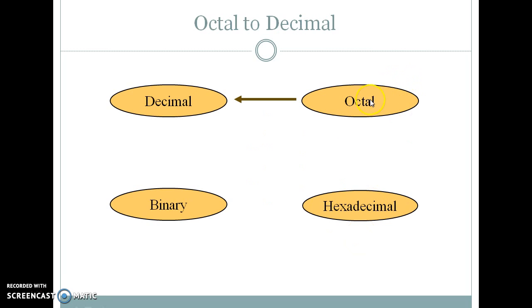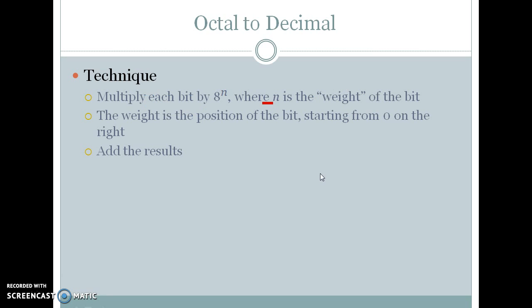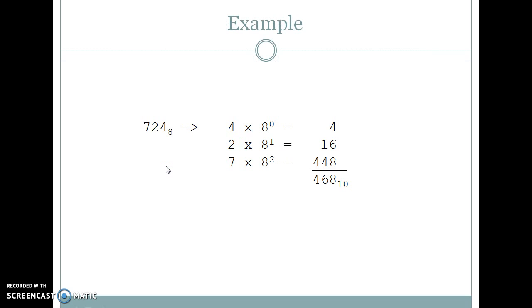Now the next type of conversion is octal to decimal. This is almost similar to the binary to decimal number system. Here we have replaced the base with 8. And again n is the weight of the bit. Weight is the position starting from 0 on the right and then finally add the results.